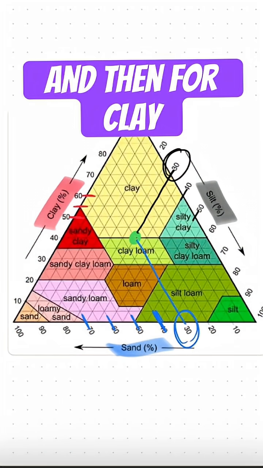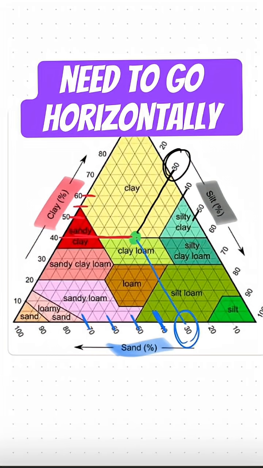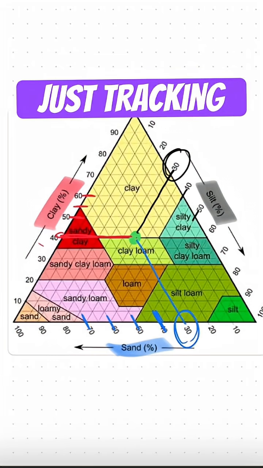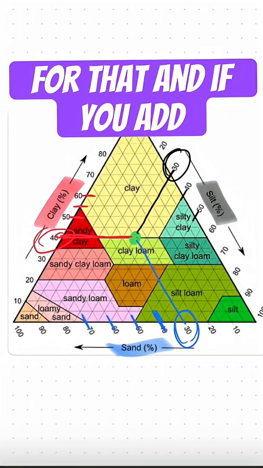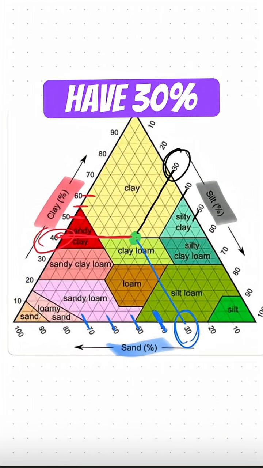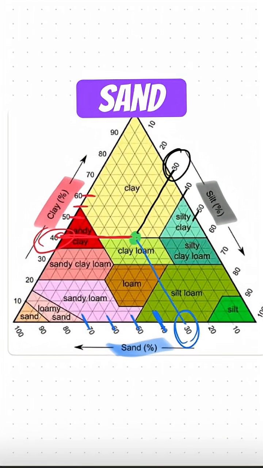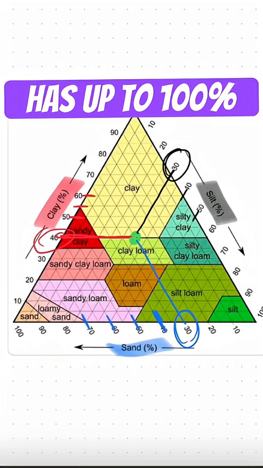And then for clay, we need to go horizontally this way. So we're basically just tracking it back and finding out all the different values for that. And if you add these together, we have 30% silt, 30% sand, and 40% clay, which adds up to 100%.